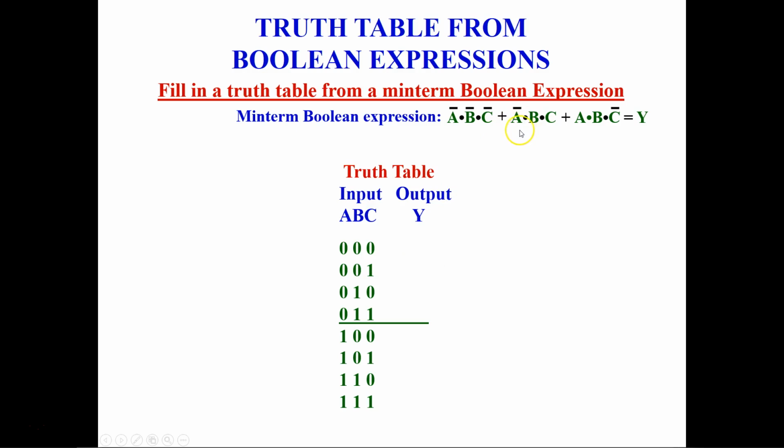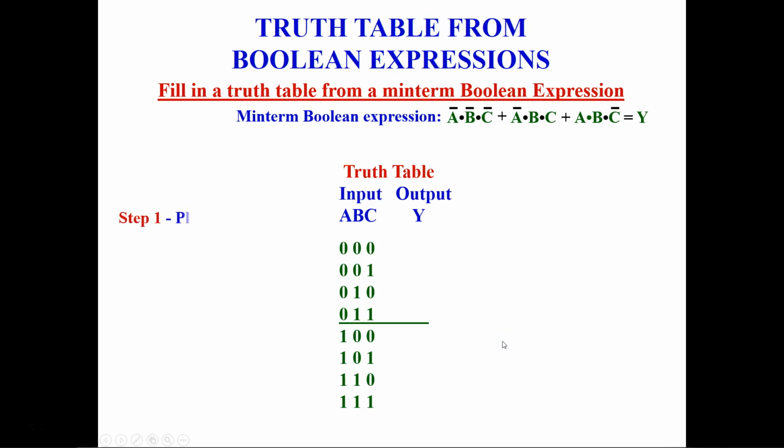And then let's look for A bar, B, C, which means A bar is 0 and B, C are 1. So we should look for 0, 1, 1, right? 0, 1, 1 is here, so corresponding to this, we can put 1. And last we have A, B, C bar, which means 1, 1, 0. So where do you have 1, 1, 0? Here, right? So corresponding to this, we'll have 1.